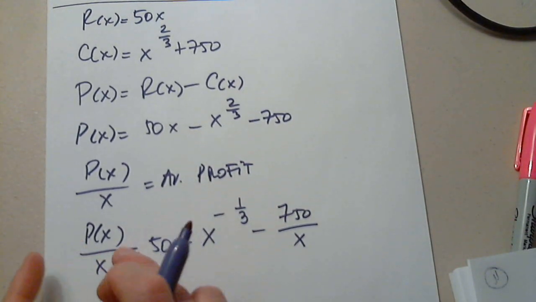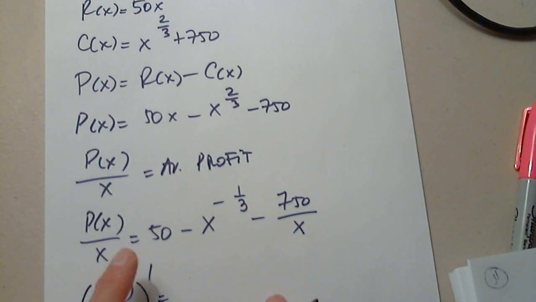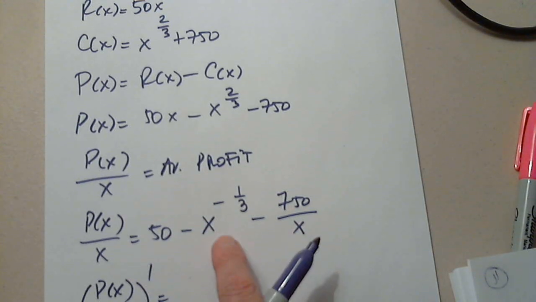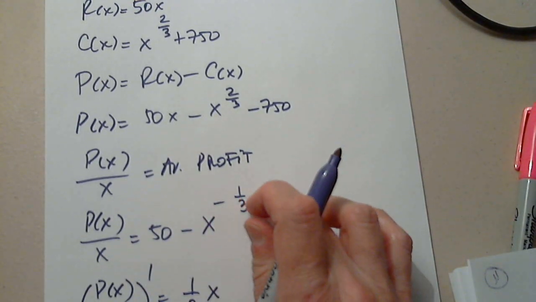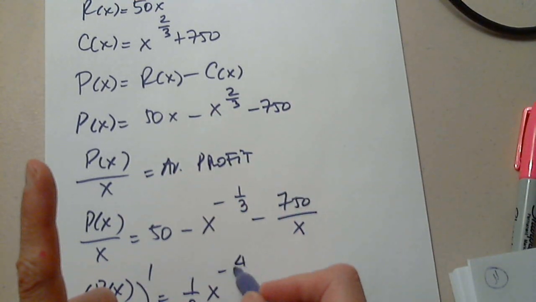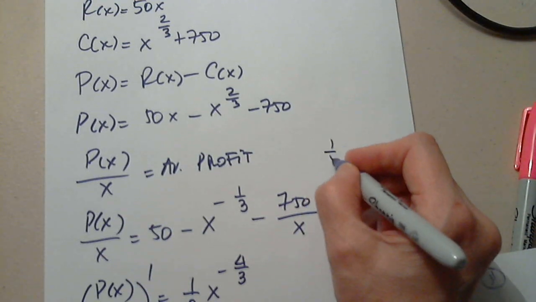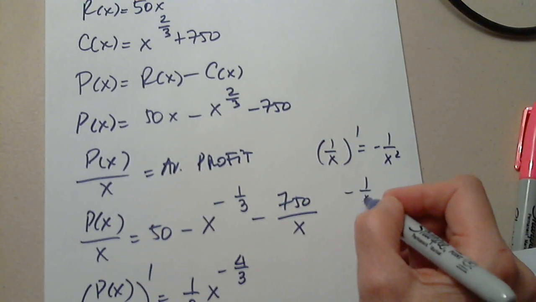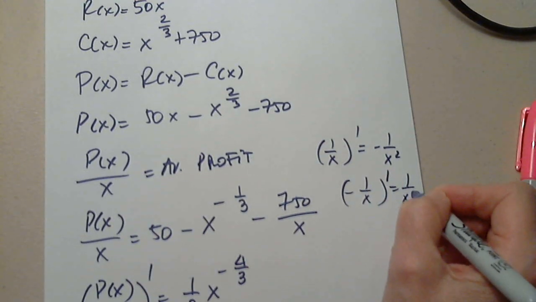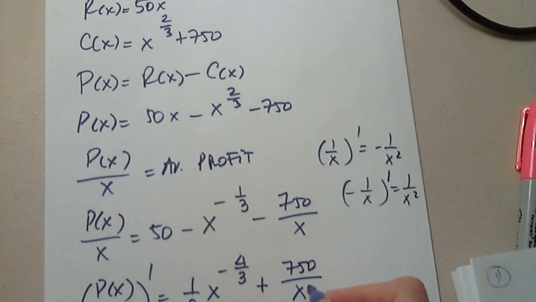Now I want to differentiate this function. So P of x divided by x prime, 50 prime is gone. This one, I bring down the power, I get 1/3, x to negative 1/3 minus 1, which is negative 4/3. Now here, I know that 1 over x prime is negative 1 over x squared, but negative 1 over x prime is 1 over x squared. I have negative 1 over x prime. So this is positive 750 over x squared.